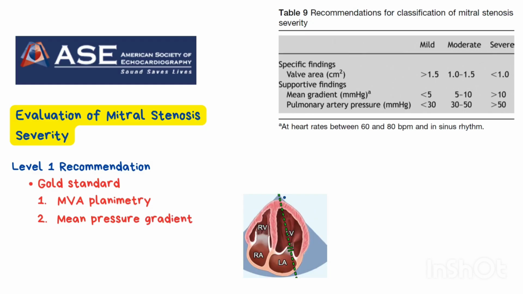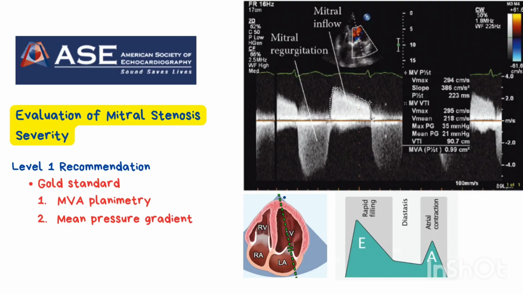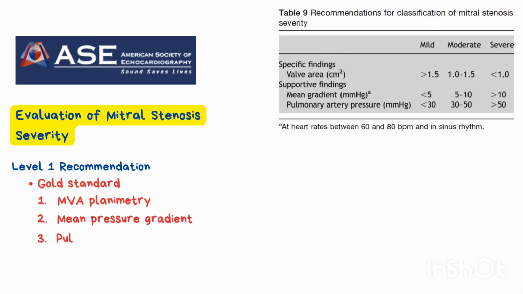Using continuous wave Doppler from the apical view, we measure the velocity of blood flow through the mitral valve. From that, the machine calculates the average pressure difference between the left atrium and left ventricle during diastole. It's a quick, reliable tool, but keep in mind, it's flow-dependent, so heart rate and rhythm matter.